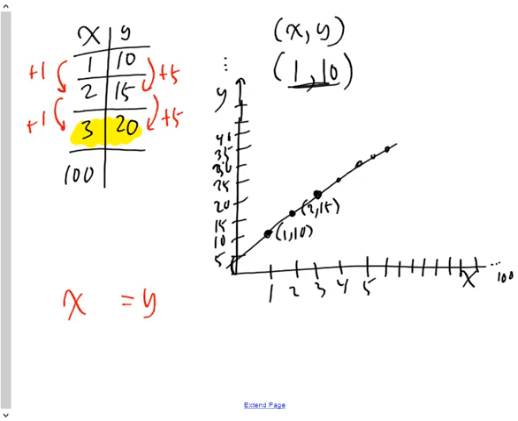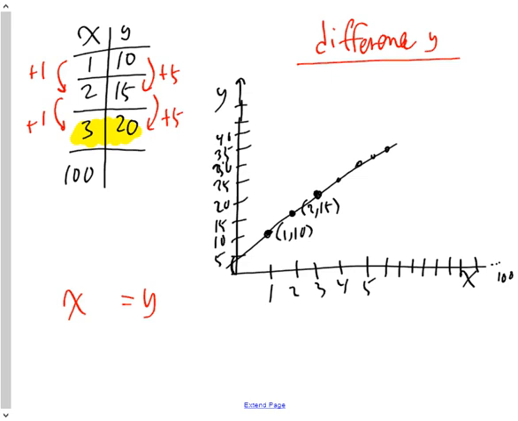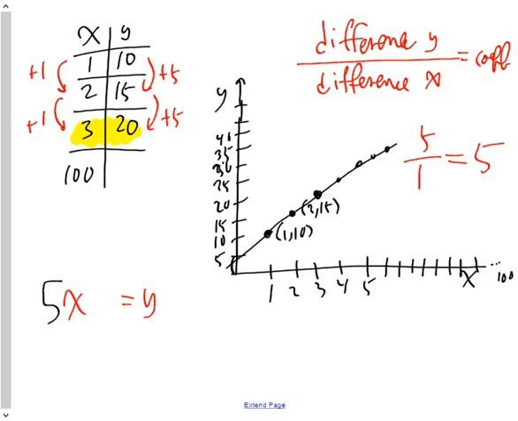What you learned was that the difference in the y, divided by the difference in the x, will equal your coefficient. Now it looks complicated, but it's not that bad. So if I think about that, the difference in y is 5, the difference in x is 1, and 5 divided by 1 is 5. So that means the coefficient in the relationship between x and y will be 5, meaning I am multiplying the x value by 5. Okay?